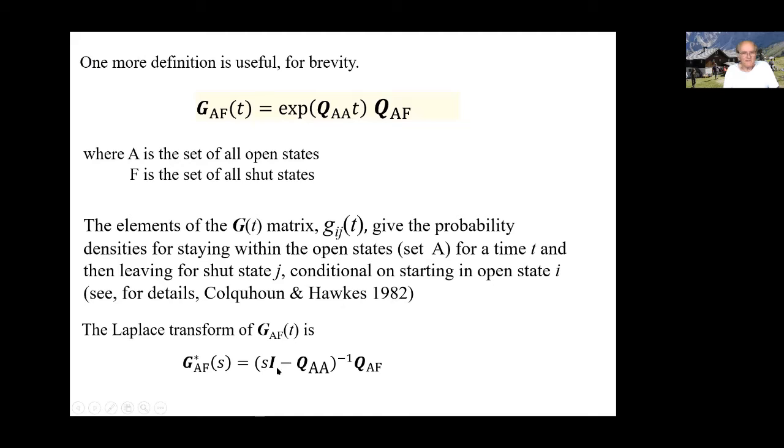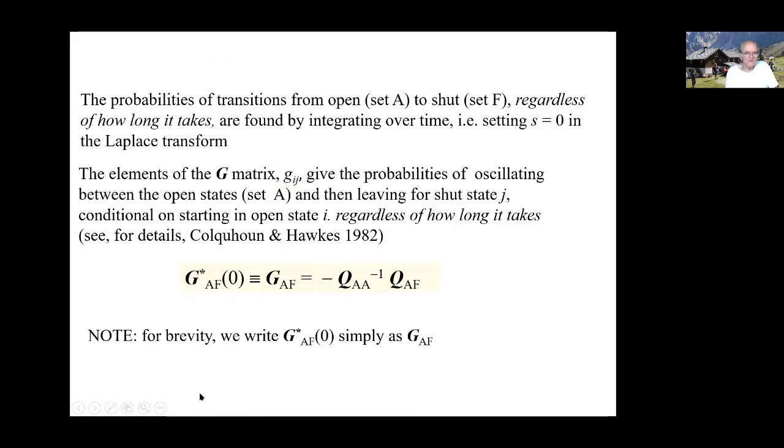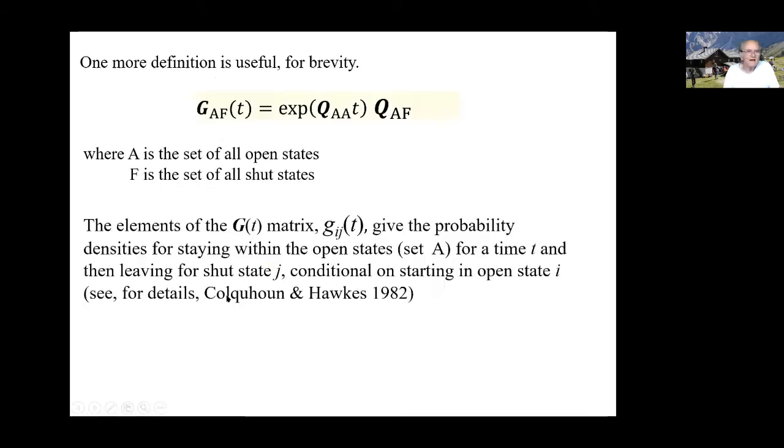Now, the Laplace transform of this matrix exponential, as we've seen before, is (sI minus QAA) to the minus 1. And the QAF doesn't depend on time, that's just a constant, so it stays there. And this is a Laplace transform, so we denoted G_AF star of s. We change the variable from time to this Laplace variable s.